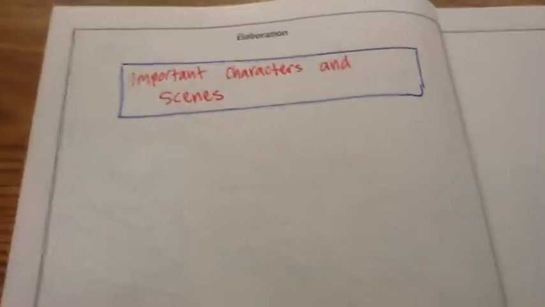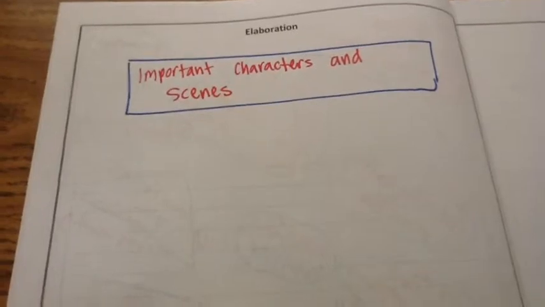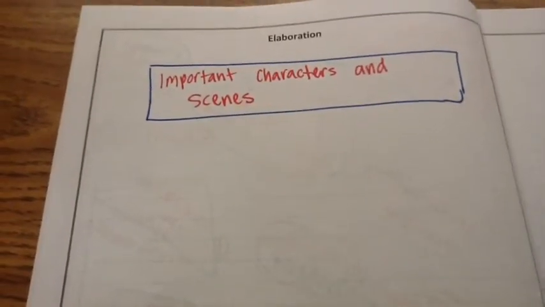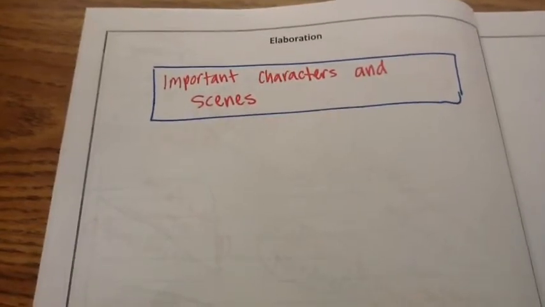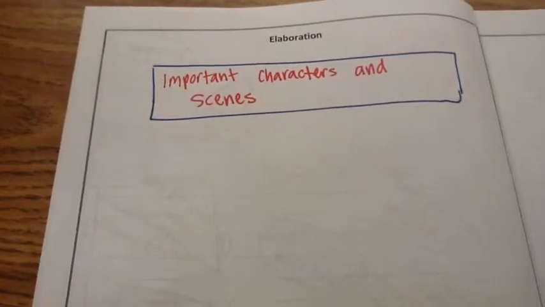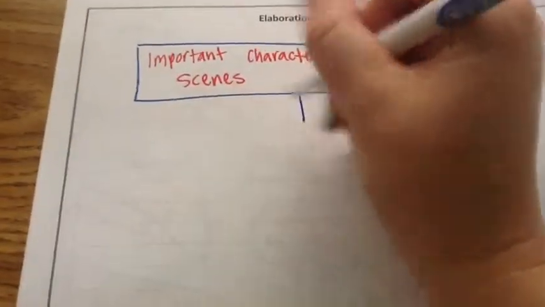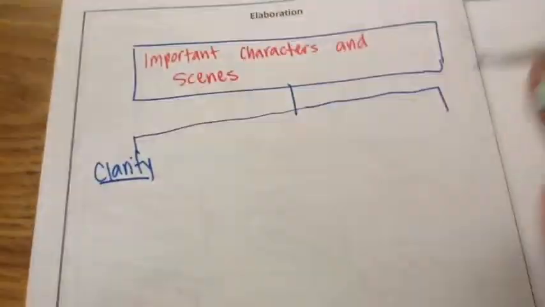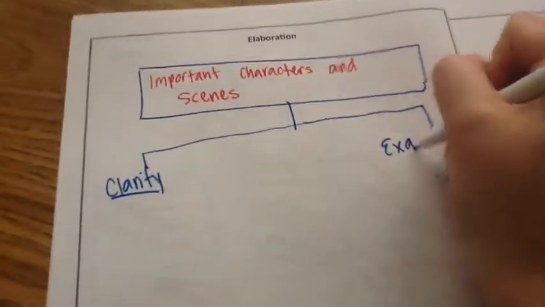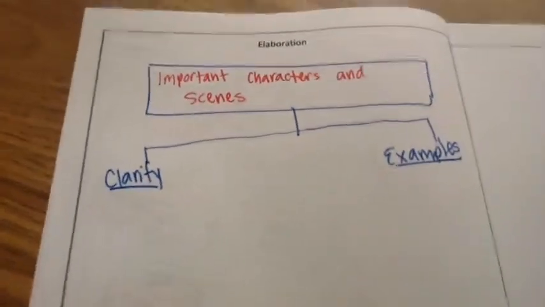All right, for the next section, we're going to create some tree maps to elaborate on each of our reasons. You can see that I've already drawn the first section of my tree map, which is the title of my section or the topic of my section. So my first reason was important characters and scenes. I'm going to branch out my tree map and I'm going to clarify and provide examples. Remember, you're copying what I'm doing in blue, you're not copying what I'm doing in red.